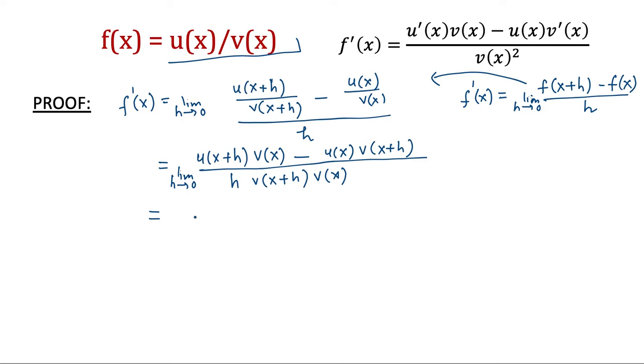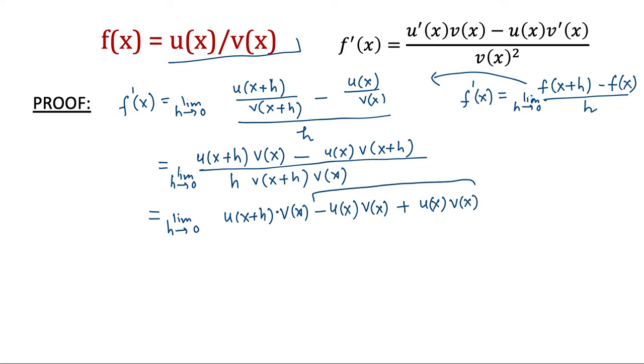Now what we will do, we will add and subtract some term, just like the case we did in the product rule's proof. So ux plus h, vx minus ux vx plus ux vx. So you see we subtracted and added this, so this does not make a difference in the numerator. And the last term is ux vx plus h, everything divided by h.